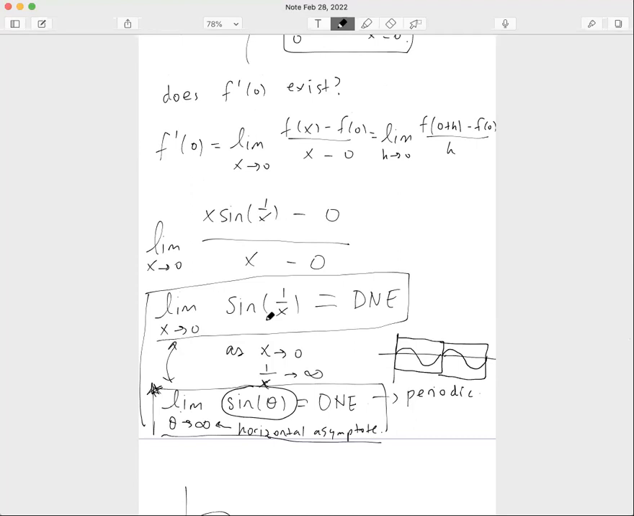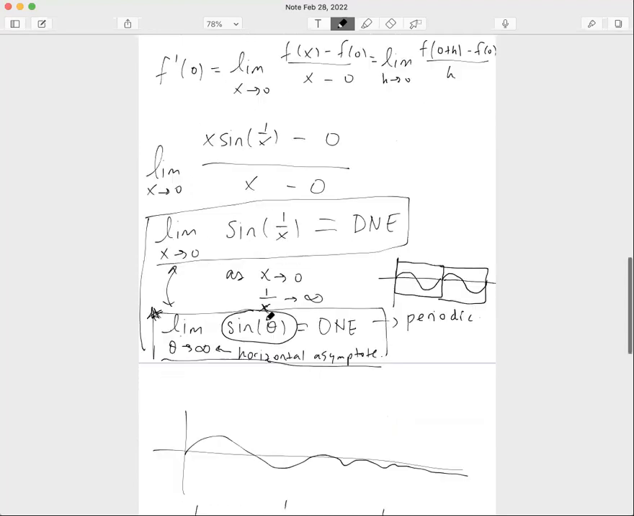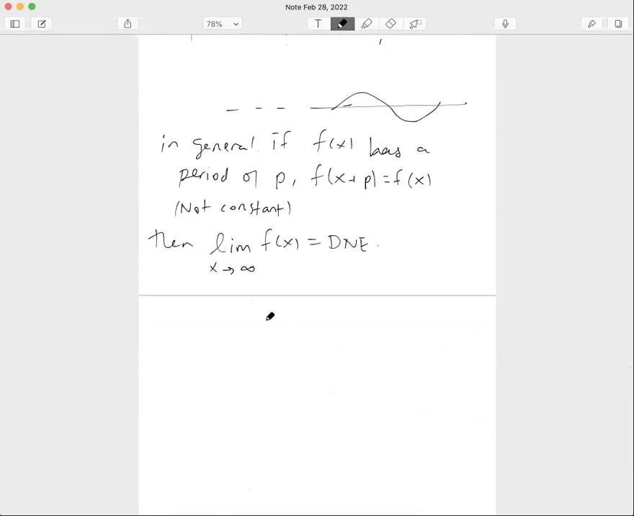Is that okay? Can you explain what you were saying about as x approaches p? Oh, p is just, this is the definition of periodic. Oh, okay.